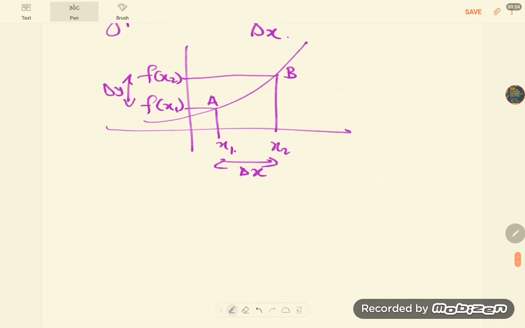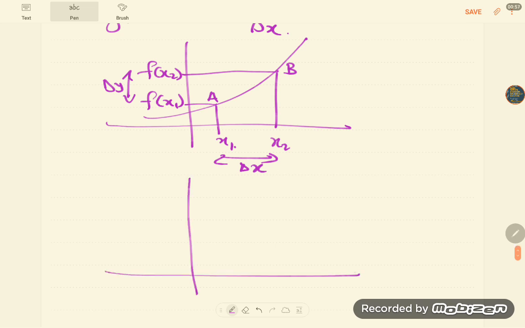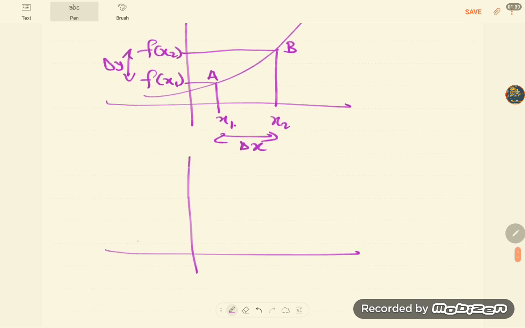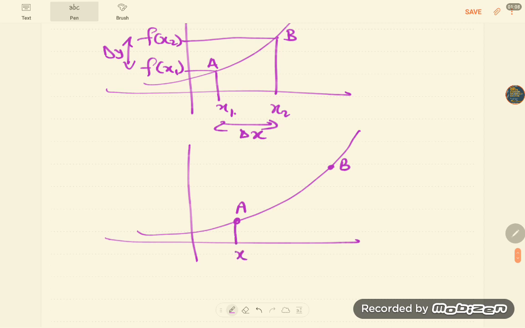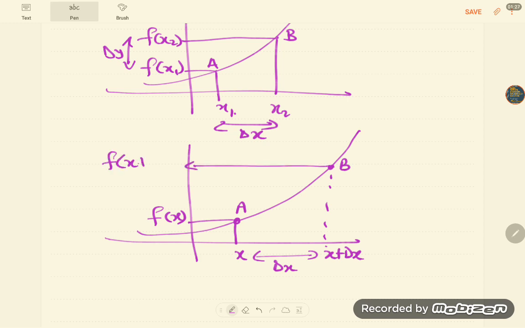So now the modification comes from us saying, okay, why don't we just express everything in terms of just an x? So we'll take again still our point A, still our point B. So we'll say let this be x, which means that this will become f of x. And let this point be, because we say that this difference is delta x, so this becomes x plus delta x. So that this then becomes f of x plus delta x. So this is still delta y.